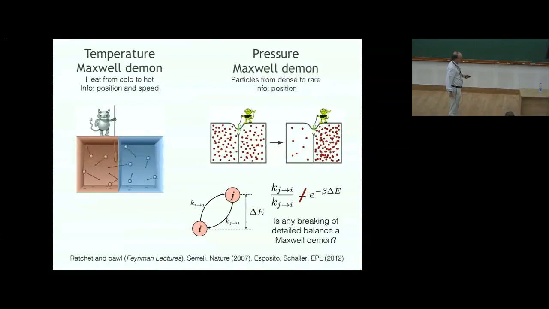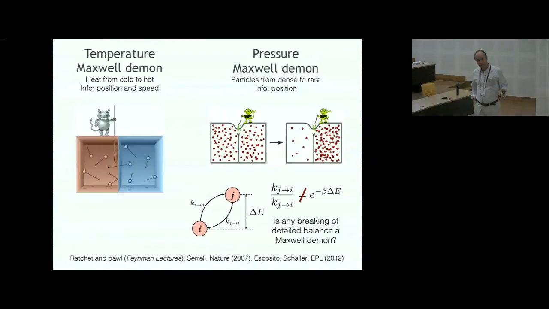And some people even propose that in any system where you have two states, you know that when you have two states in a physical system, you have to obey detailed balance, and somehow this daemon is like breaking detailed balance, because here the energy is the same in the left or in the right container. So the two rates to go from left to right or right to left should be equal, but the daemon breaks this detailed balance.